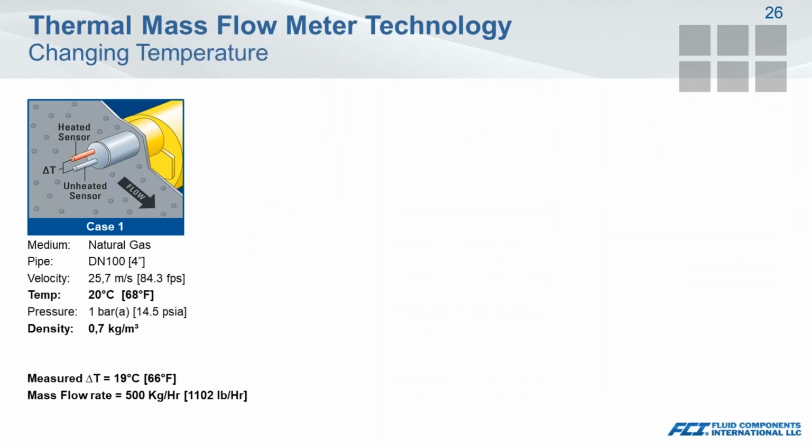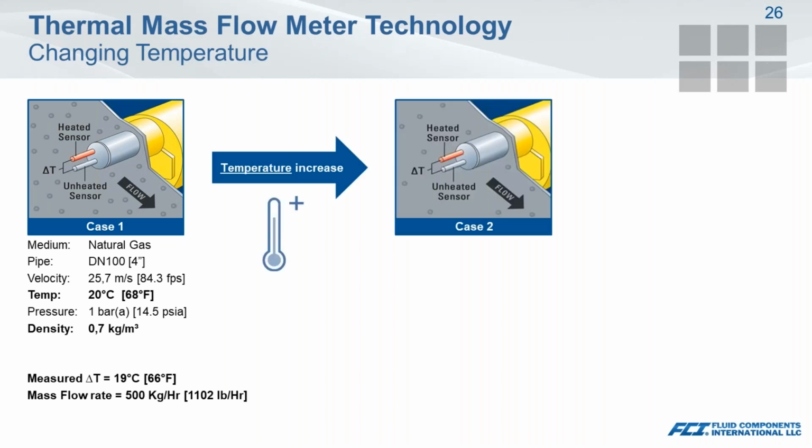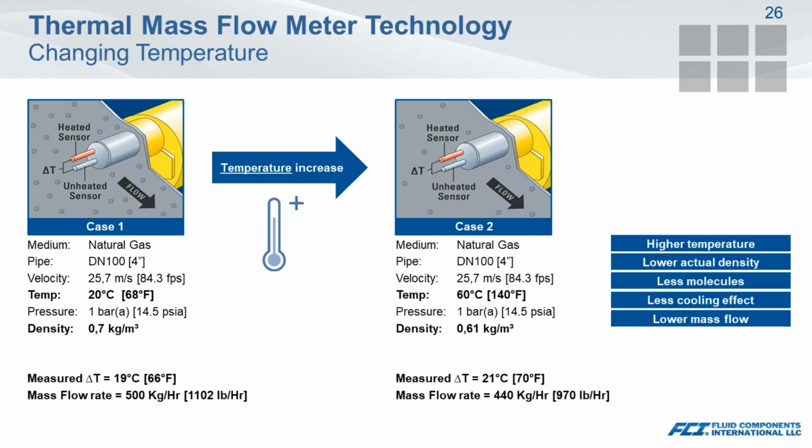The other area you look at is changing temperature conditions. So under the same conditions, we're just going to look and see how an increase in temperature affects our mass flow reading. In this case, an increase in temperature is going to result in less density of our gas. And we can see just a small 70-degree change is going to reduce our flow rate to about 80% of what it was.